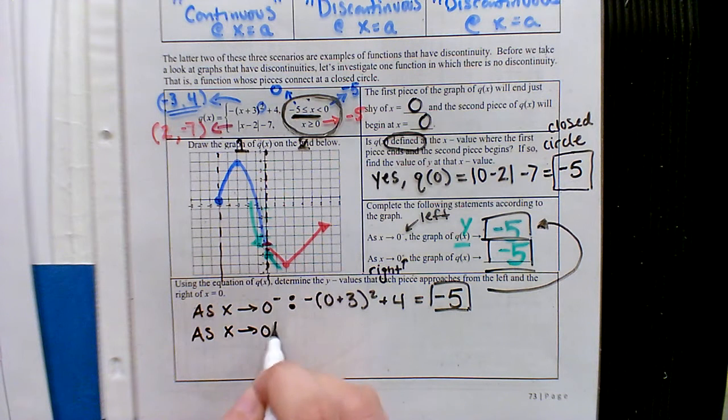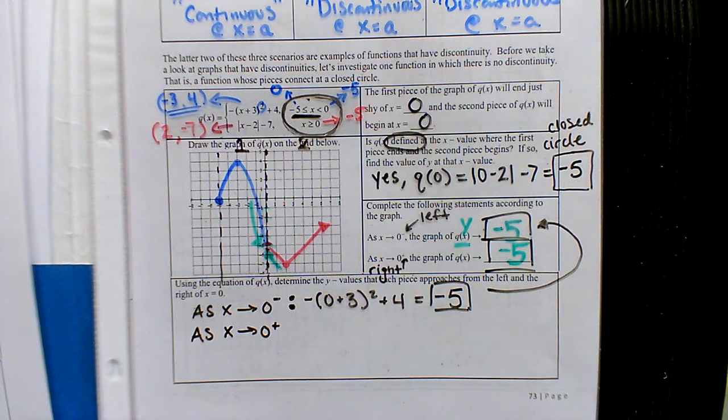We also have to check the right-hand side because we have to make sure both sides are meeting up. If they're not, that's an issue, because they're not going to connect. We have to check both sides.